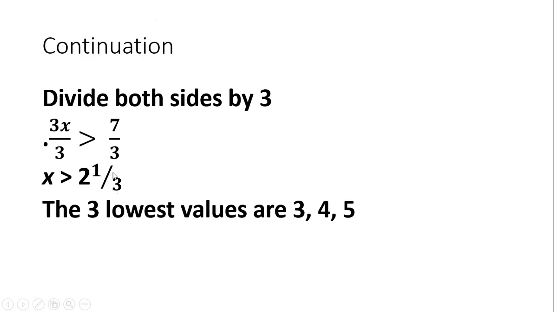We said x is an integer. That means fractions are not part of it. So since x is greater than 2 whole number 1 over 3, the first value of x will be 3. Since you are asked to find the 3 lowest values of x, they are 3, 4, 5.